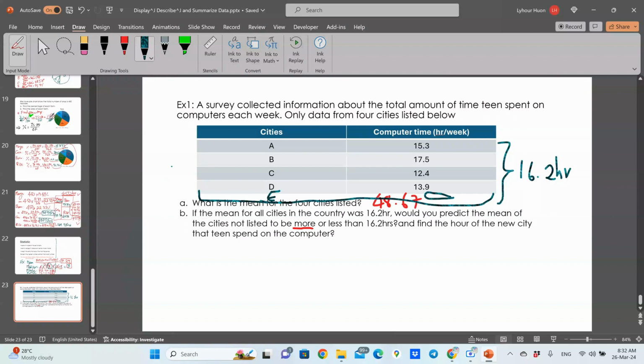Okay, so let's correct from A first. Here they say the new city that is not listed, let us assume it's a city E. We don't know the data of the hours per week, but we know that the mean of these five cities is 16.2. And then reversely they ask, what is this data? Most of the questions, they give the data and we find the mean. Now we have one missing data and we have the mean, and we need to find the missing data.